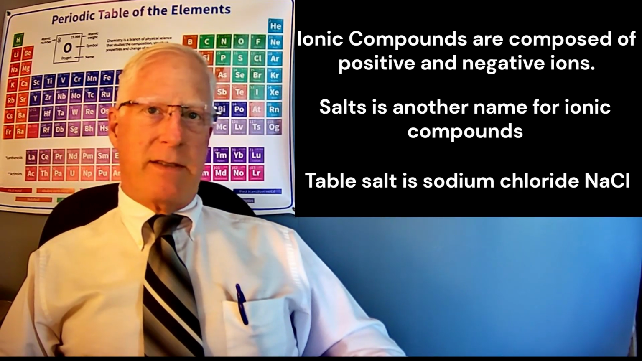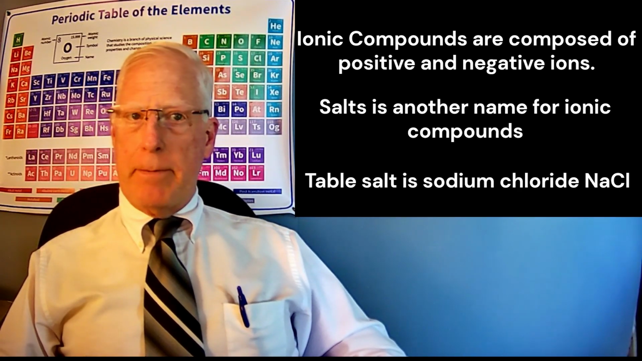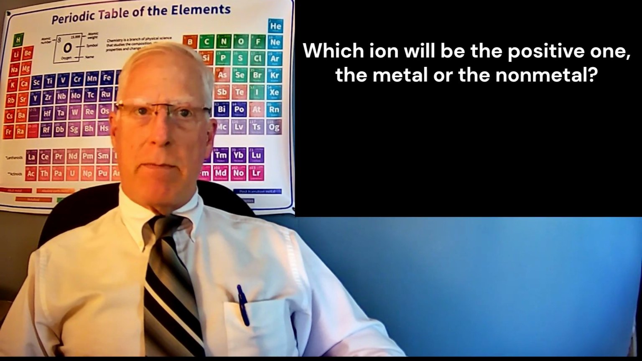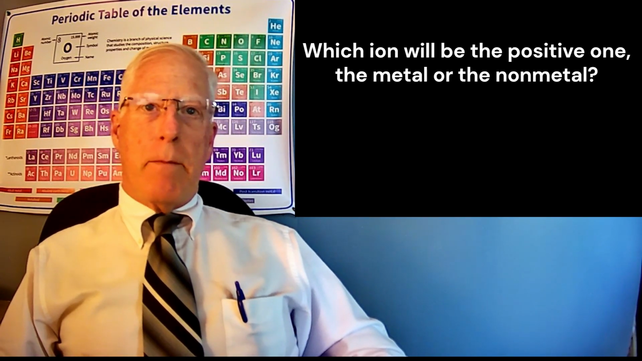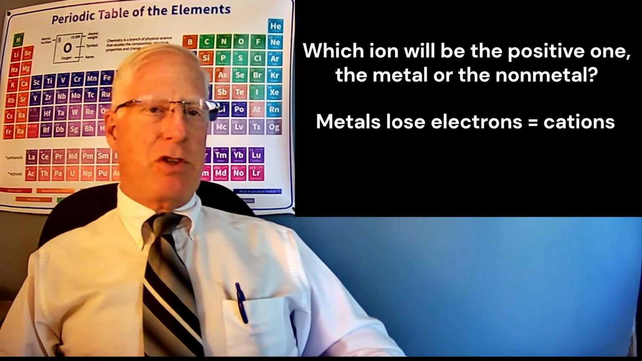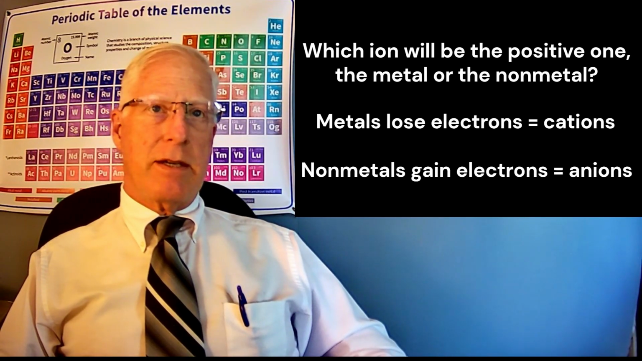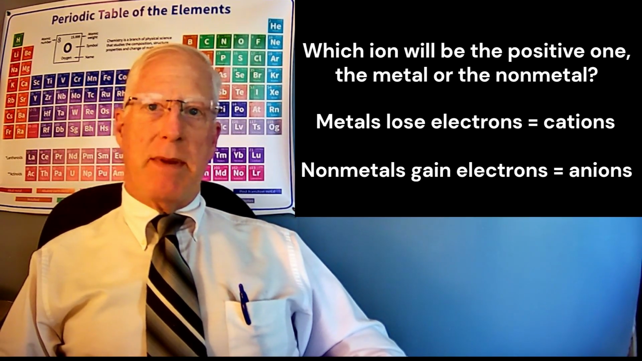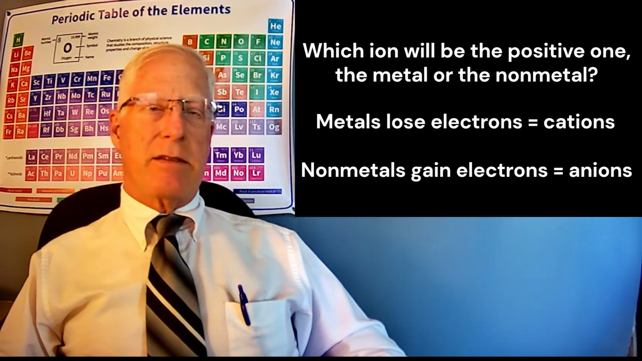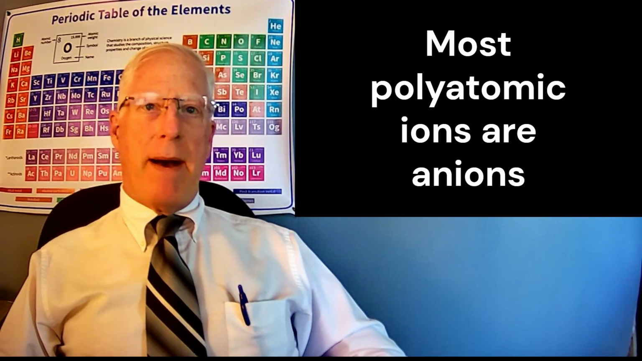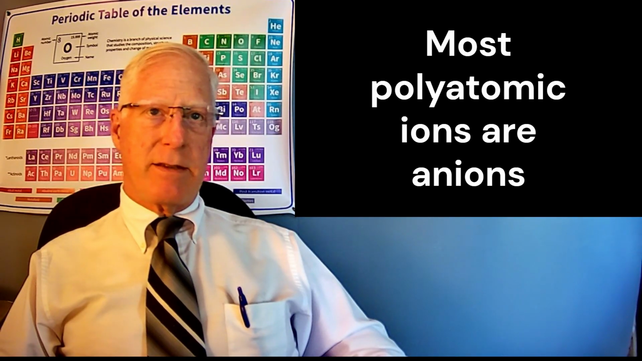Which ion will be the positive one, the metal or the nonmetal? If you said metal, you're correct. Metals lose electrons and become positively charged ions or cations. Nonmetals gain electrons to become negatively charged ions or anions. Most, but not all, polyatomic ions are anions.